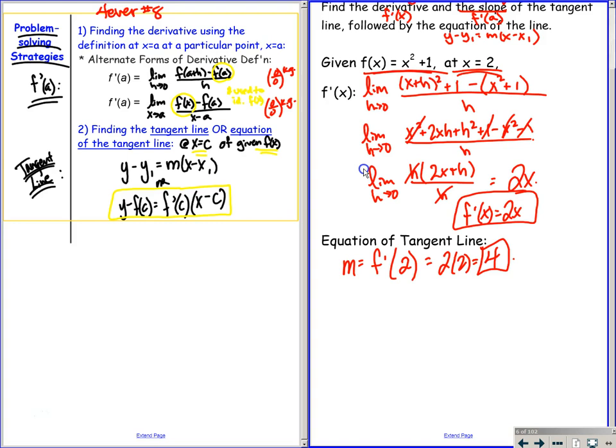Okay, double check your group if you haven't yet already. Have you done y minus y1 equals m times x minus x1?